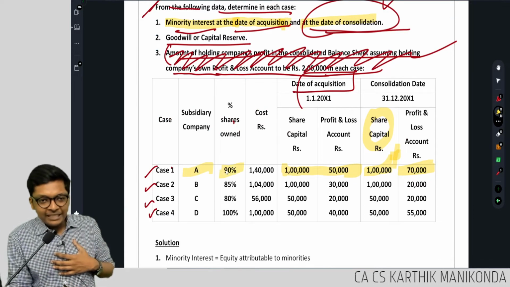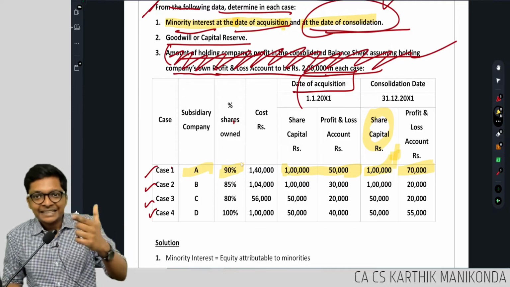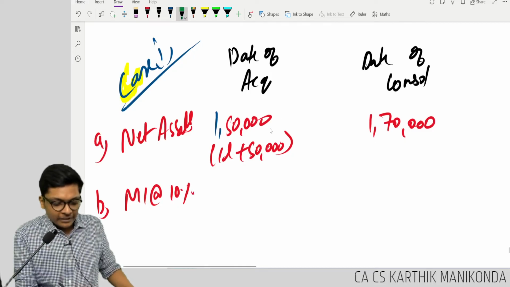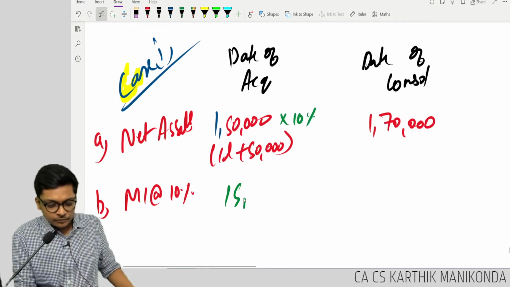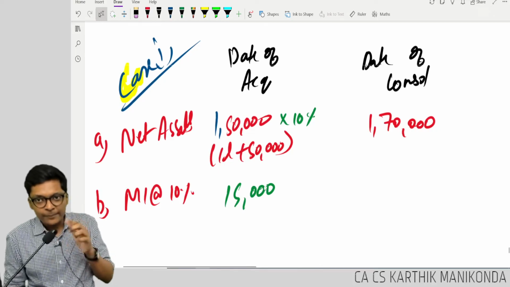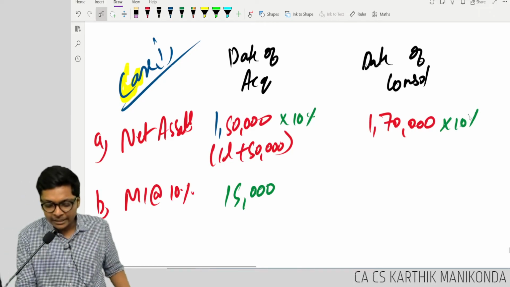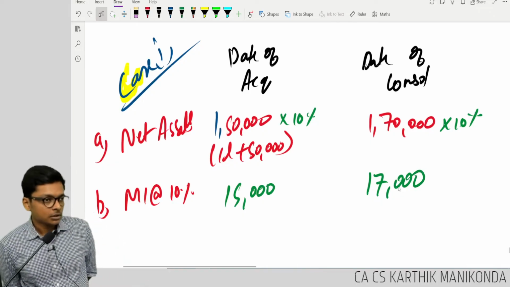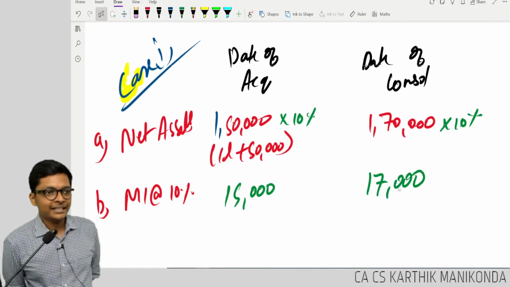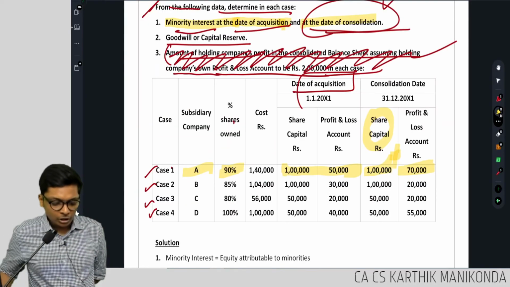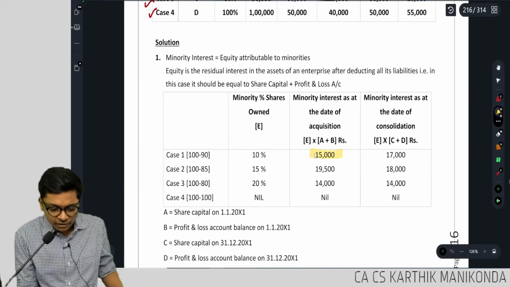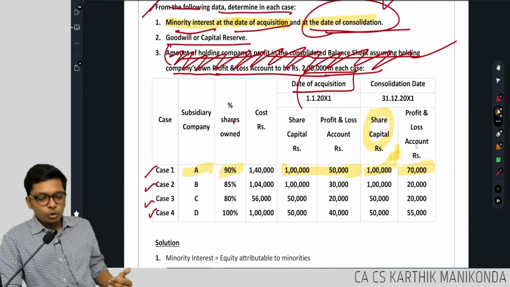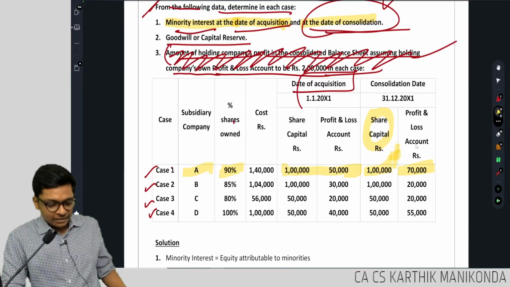A is holding 90%, so minority is 10%. So minority interest at 10% will be 1,50,000 into 10%, which is 15,000 if I compute on the date of acquisition, and here into 10%, how much, guys? 17,000. Are you following? That's it. Let me cross check the answer. 15,000, 17,000.